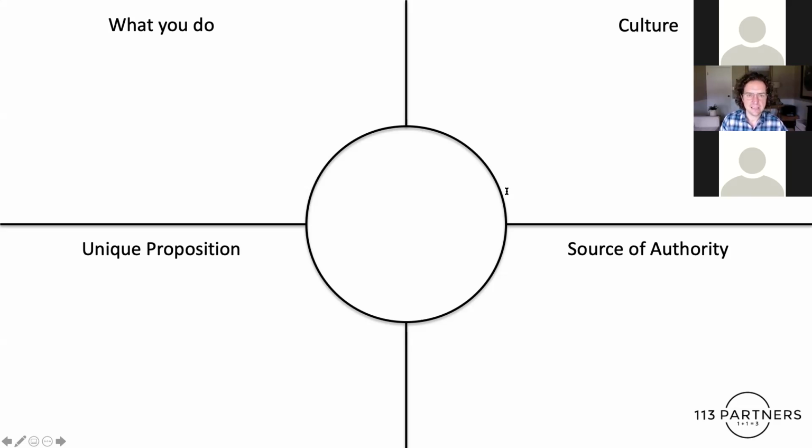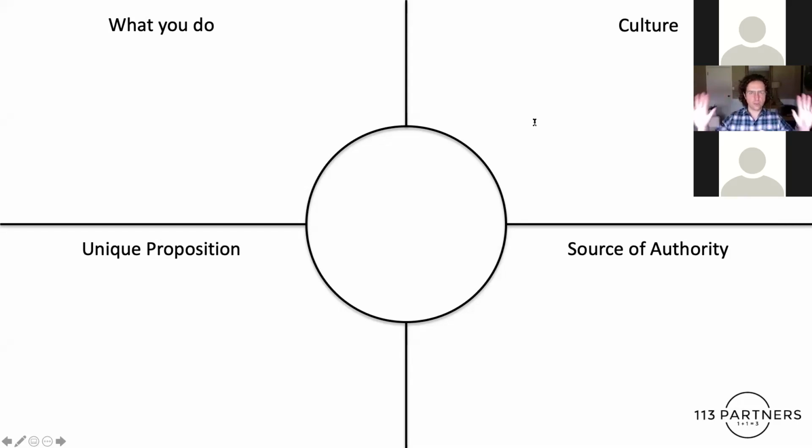And then lastly, in that bottom right-hand quadrant, we use the source of authority. Why should people believe that we can do what we say we can do? What is our source of authority? What backs up our credentials? Have we won awards? Can we point at some other capability or experience that we've had, which gives us a source of authority to demonstrate that we've really got the capabilities to deliver against what we say we're going to do?